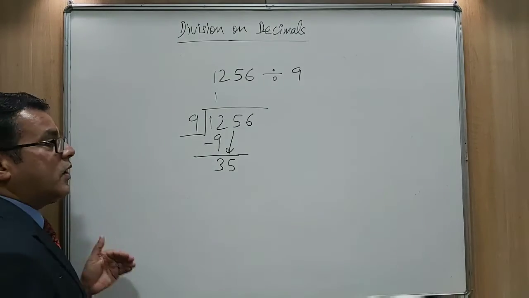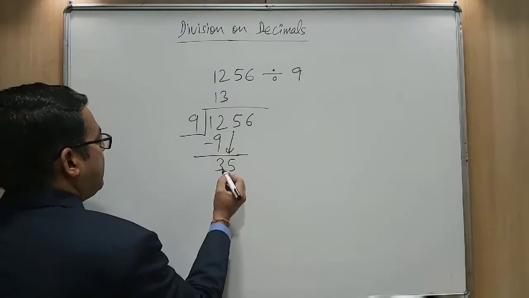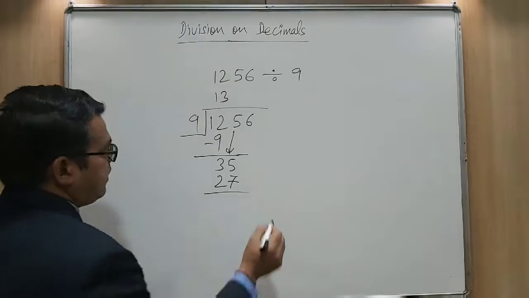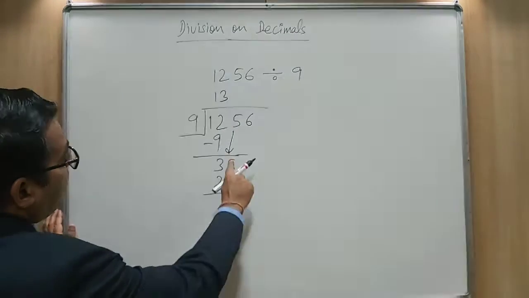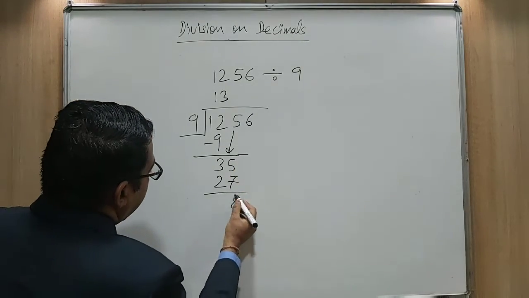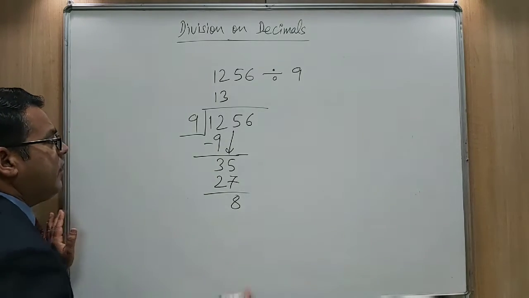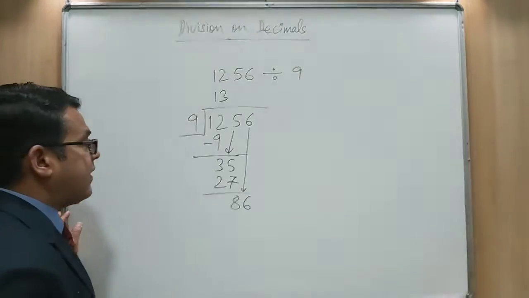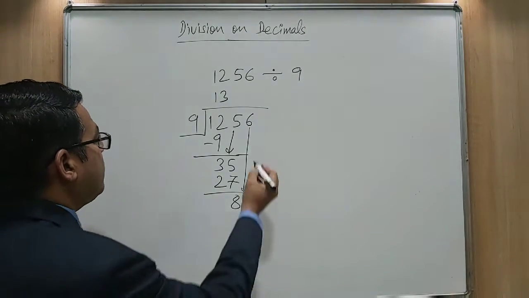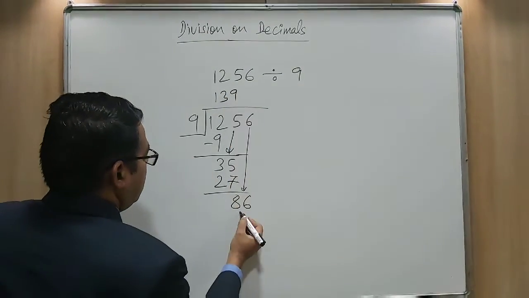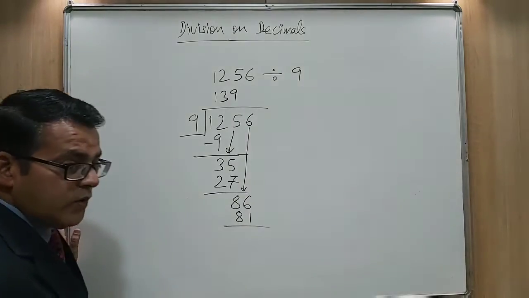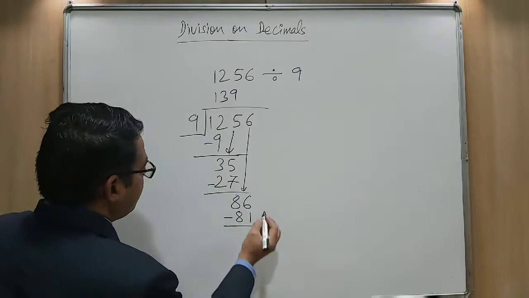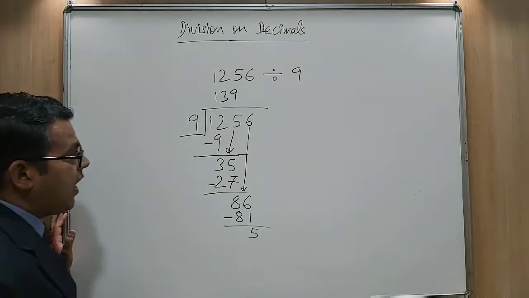Now 9 4s are, we know, 36. So 3 times. 9 3s are 27 we can write here. Right? Now we have 15 minus 7, 8, and here is 0 only. So 8 we have here. Now shift the next digit, that is 6. Now it is 86. We know that 9 nines are 81. So what do we have here after subtraction? We have here 5.